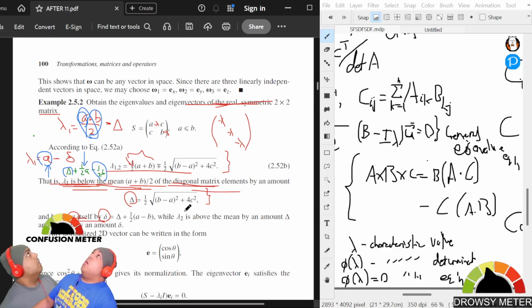Why are we doing this though? Well, omega 2 is above the mean by an amount. So omega 2 is A plus B over 2 plus triangle. Or it could also be lambda 2 equals B plus delta. Lambda 1 equals A minus delta.